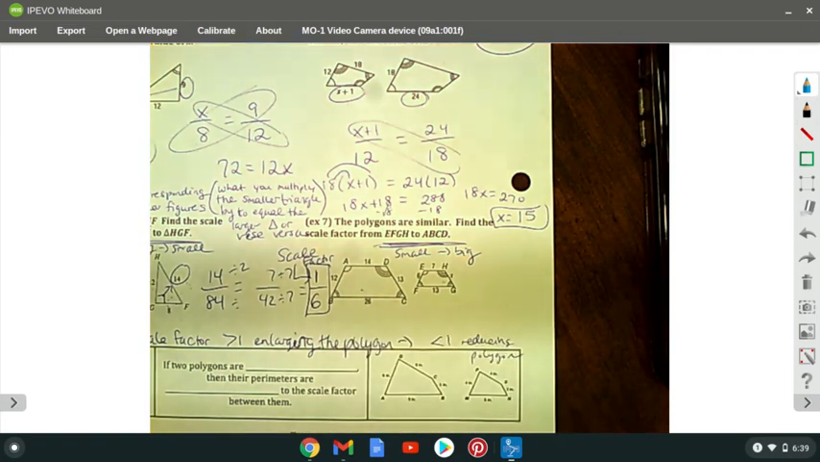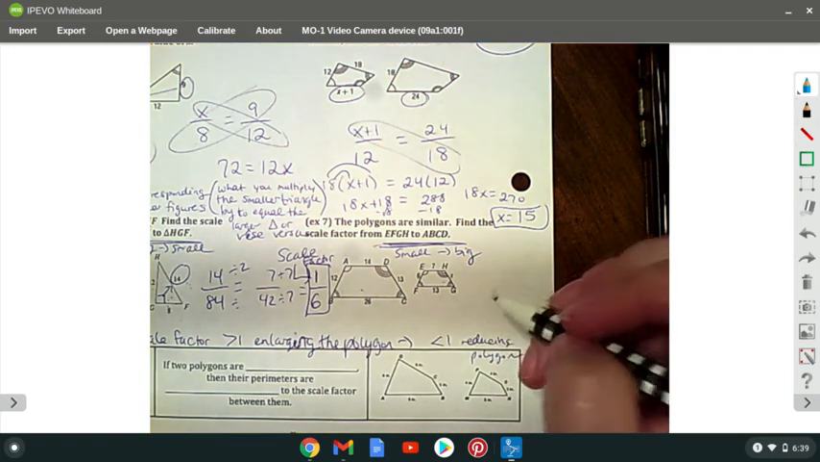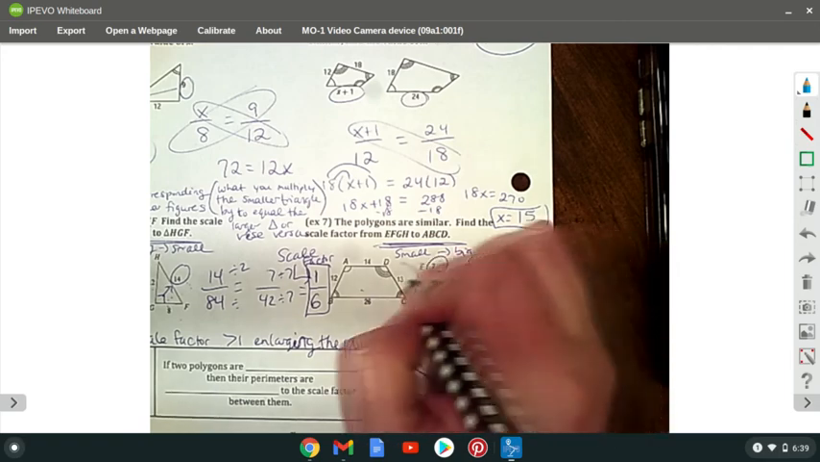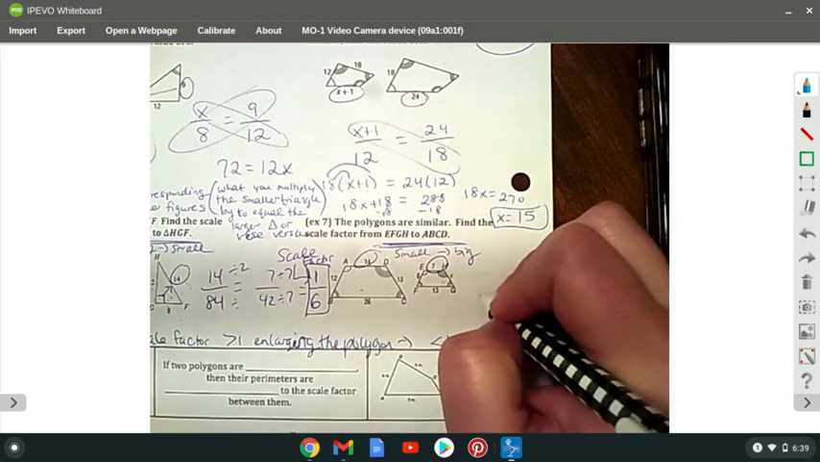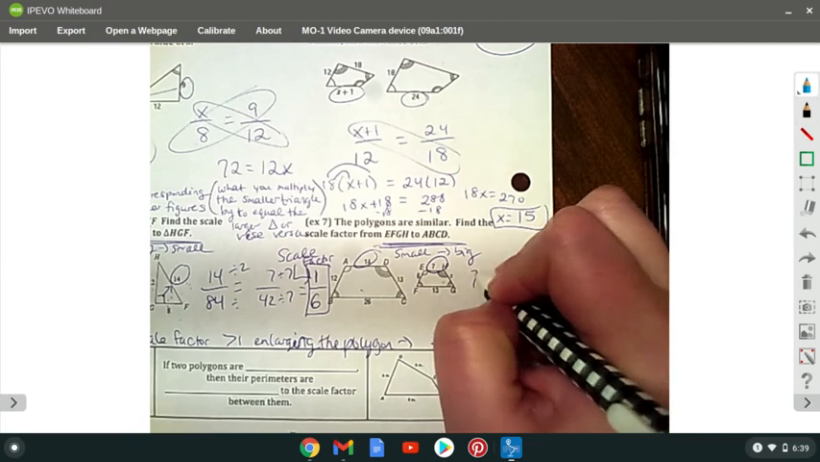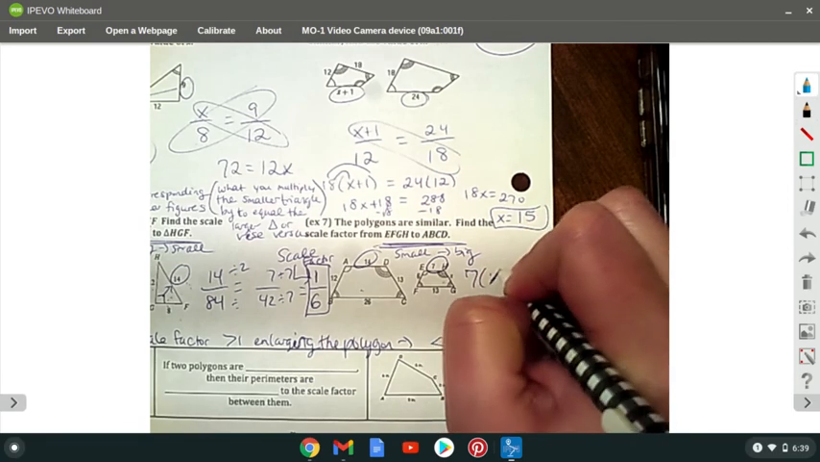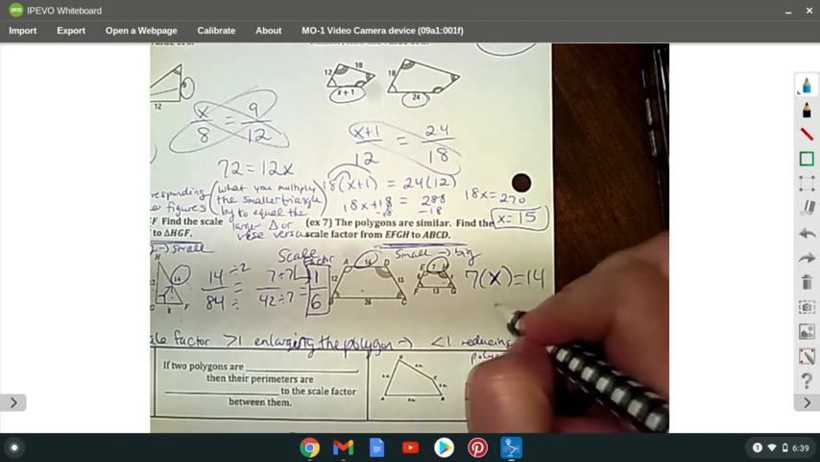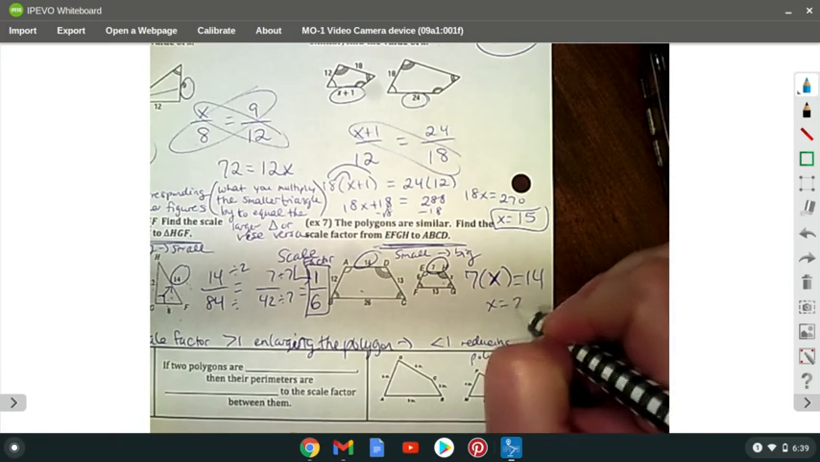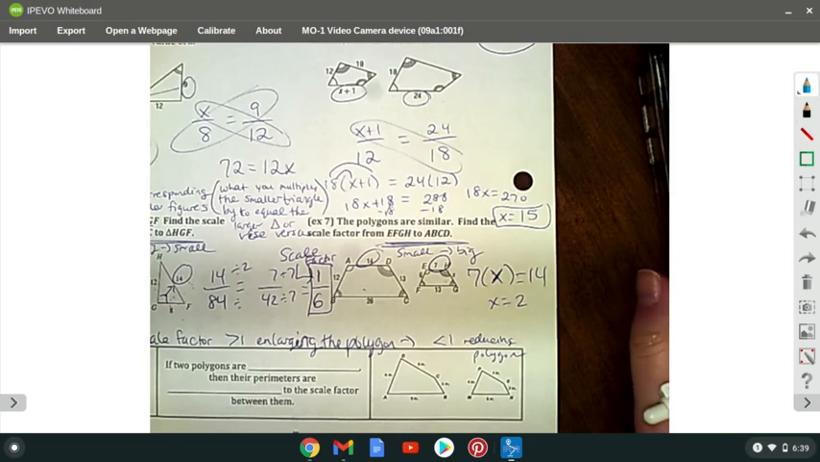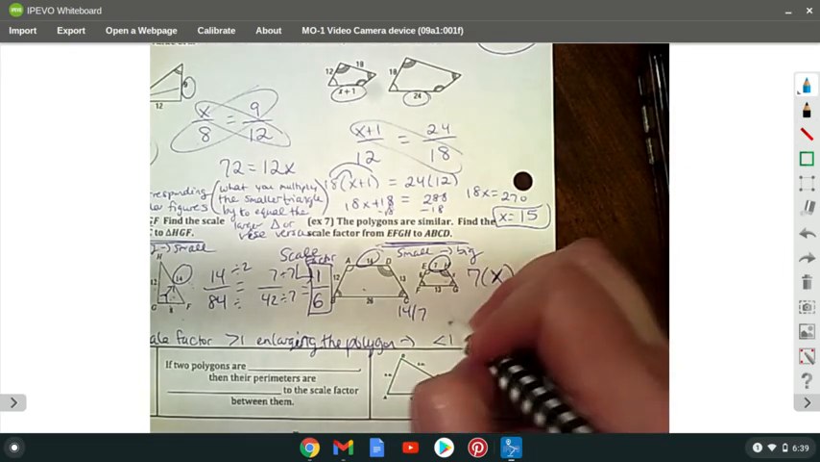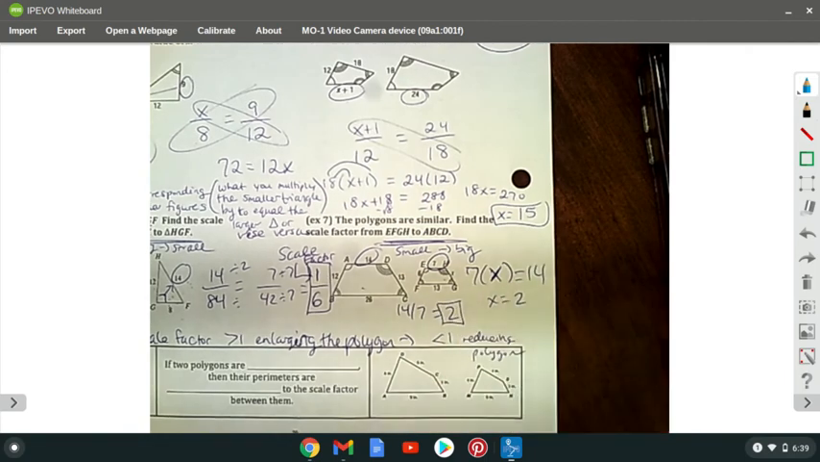So now we want a scale factor that's larger than 1. So in this one, I have 7 and 14. So this one should be pretty easy. You can kind of ask yourself 7 times what, or 7 times x equals 14. That one should be pretty easy for you. If you divide 7 on both sides, you get 2. If you didn't know that off the top of your head, you can also do 14 divided by 7 to get 2, which is your scale factor.